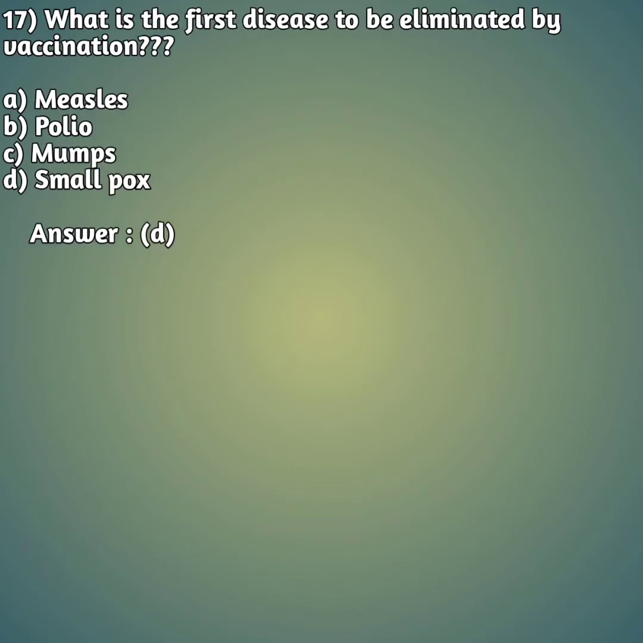Moving on to our 17th question, which is the first disease to be eliminated by vaccination? Option A measles, option B polio, option C mumps, option D smallpox. So the right answer is option D, smallpox is the first disease to be eliminated by vaccination.